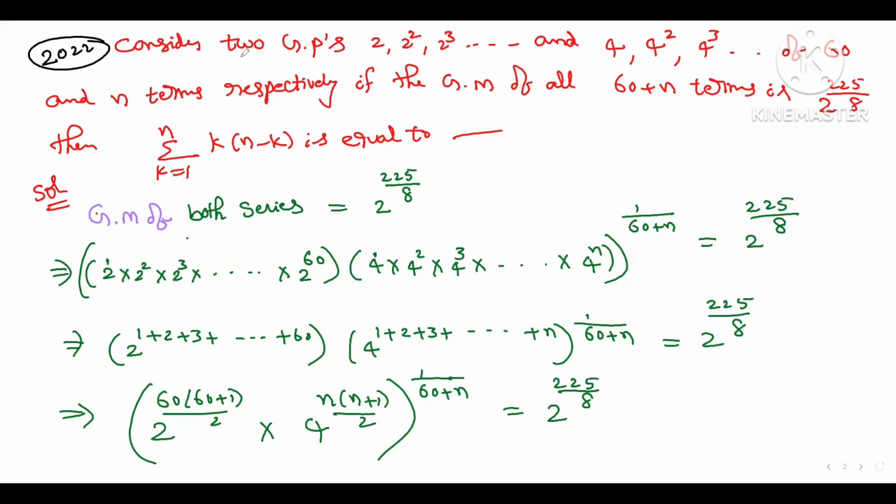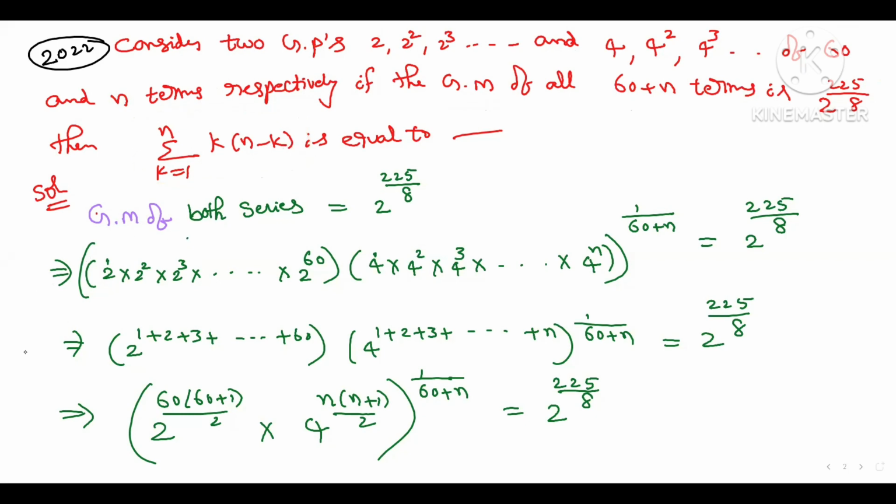Okay, now I am going to explain the next question. This is a 2022 question. Consider two GPs: 2, 2 square, 2 cube, and so on, how many terms? 60 terms. And 4, 4 square, 4 cube, n terms respectively. If the geometric mean of the 60 plus n terms is 2 to the power 225 by 8, then find out the summation k is equal to 1 to n, k into n minus k.